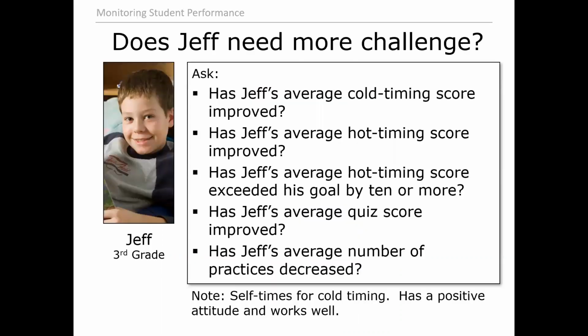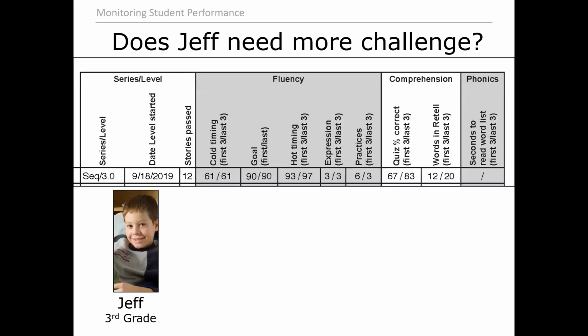All right, we're going to talk about Jeff first. And I want you to notice underneath the box that has the 5 different questions we need to ask ourselves about Jeff, there's a little bit of information about Jeff that the report doesn't tell us, right? The report is good, but we know when we're working with students, there are things we know about the student that the report doesn't. In this case, we know that Jeff times himself. He's got a really positive attitude and he works really well. Okay, so he's engaged. He's doing well with his progress and with monitoring himself. So Jeff is a third grader and he's passed 12 stories.